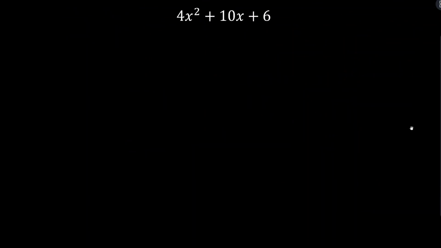So let's try the next example here. The first thing I noticed, and there's a reason I put this example here, is that all of the coefficients here, the 4, 10, and this constant term 6, are all even. That means they share a common factor. We can factor out at least a 2. And in fact, I think 2 is the greatest common factor in this case. So if we factor out a 2, we're left with 2x squared plus 5x plus 3.